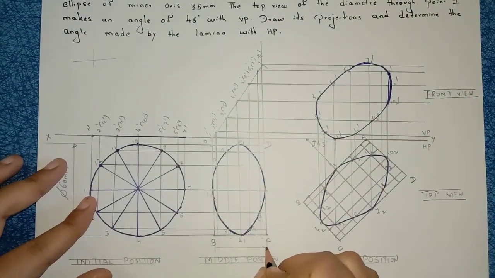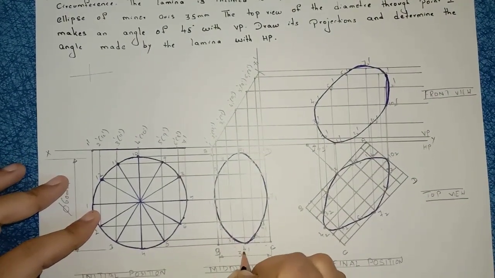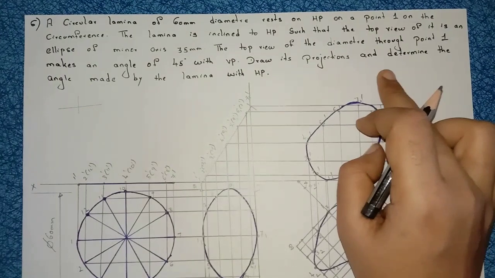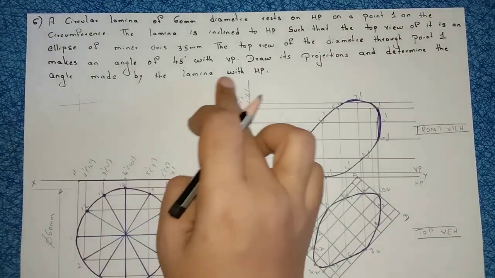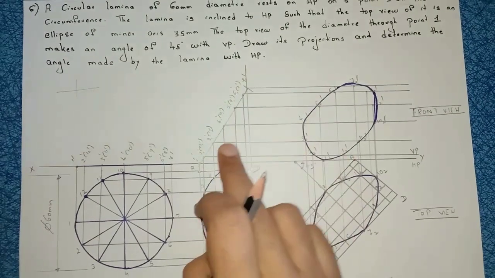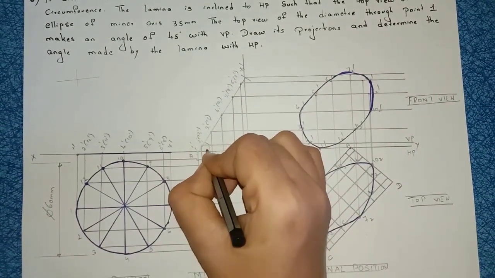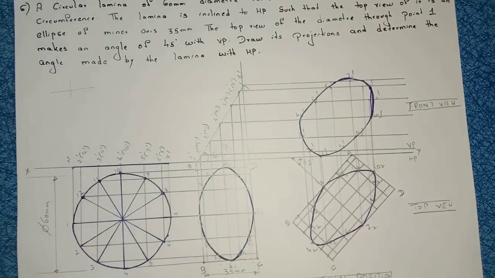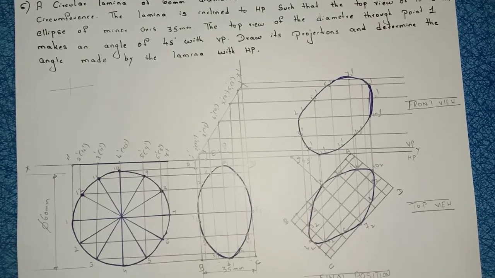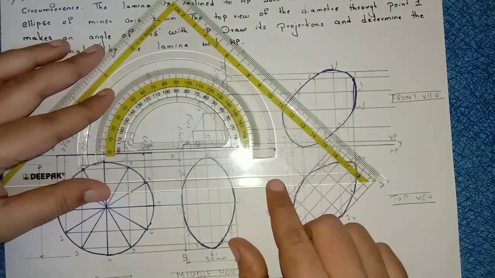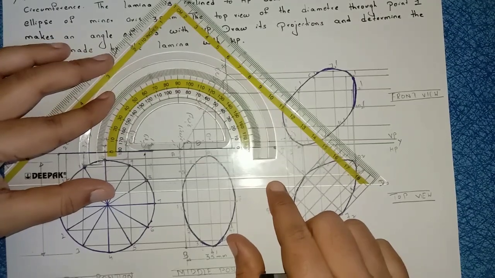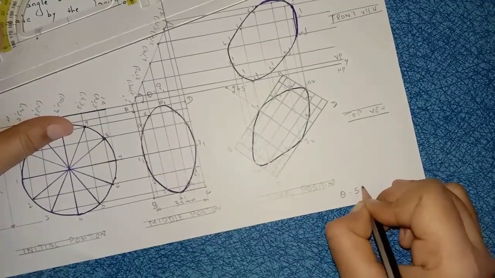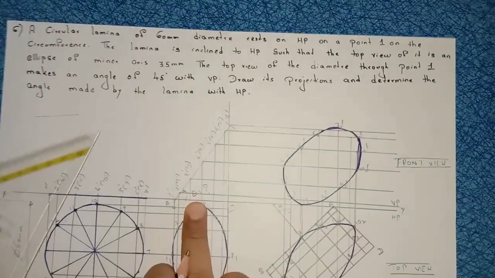Now read the output of the question. Draw its projections. Okay, front view and top view is completed. And determine the angle made by the lamina with HP. That means you have to measure this angle. Theta equal to how much? This is the question. You have to measure the angle there. Keep your protractor there. Measure the angle. So here I got the angle as 55 degrees. I am writing theta equal to 55 degrees.